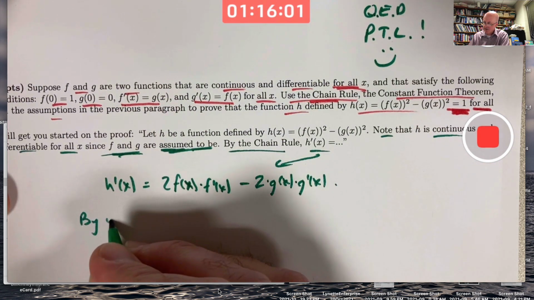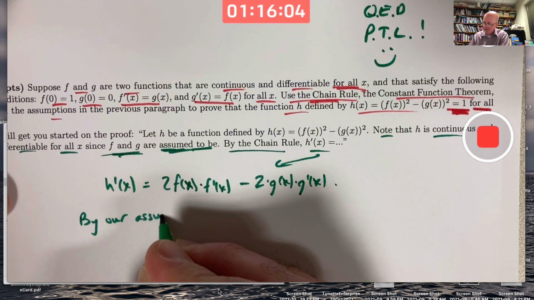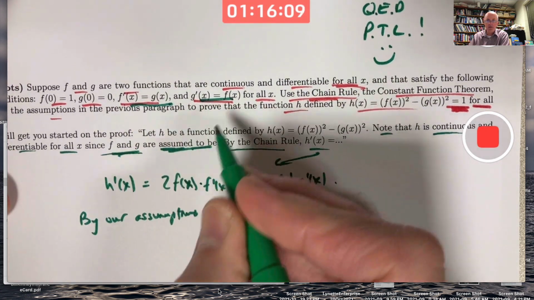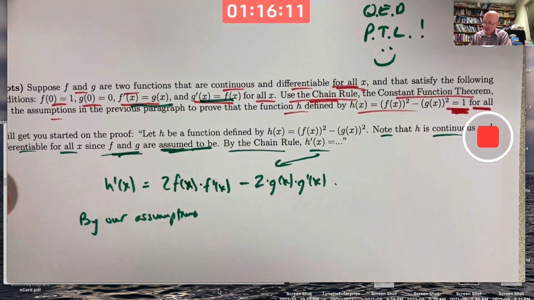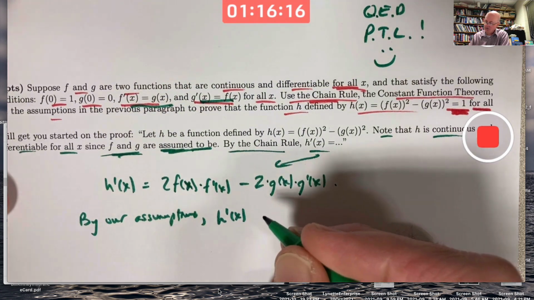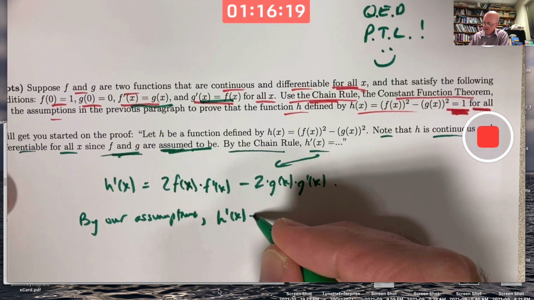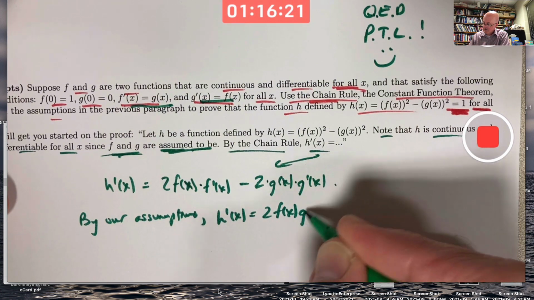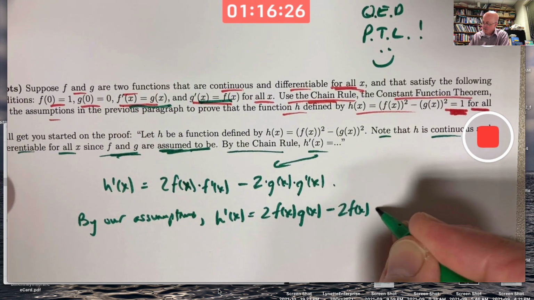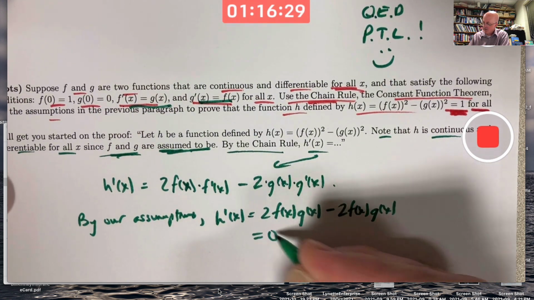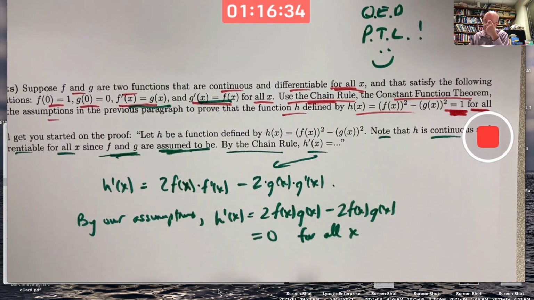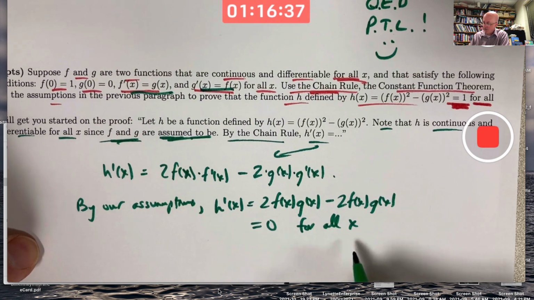By our assumptions, in particular these two facts here and here, they must be relevant. I need to use them. That's the big hint about where to go: you've got to use your assumptions. Replace f prime with g. Replace g prime with f. Hey, and those two are the same thing. This equals 0 for all x. So the derivative of this continuous and differentiable function h equals 0 for all x.